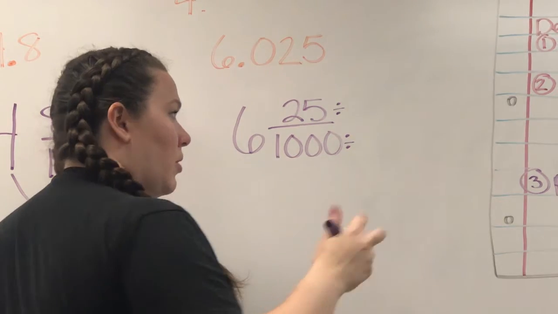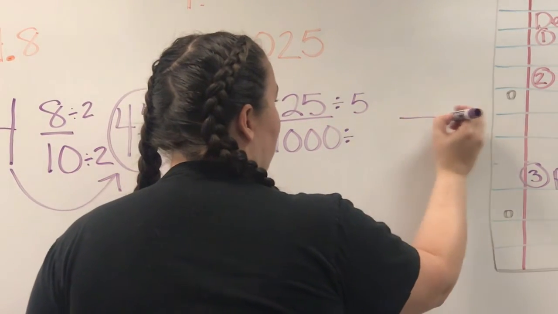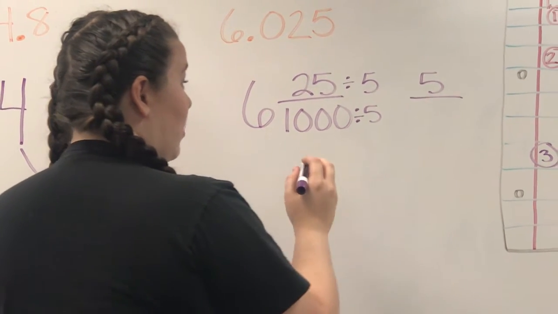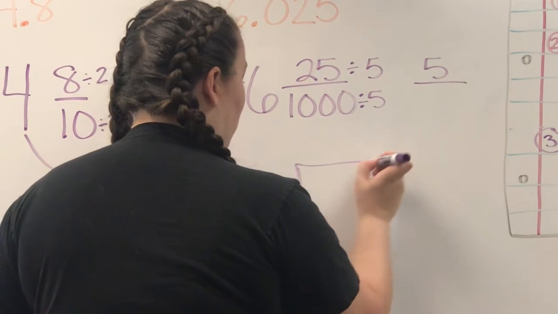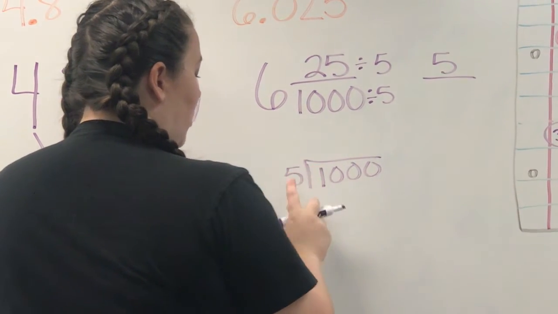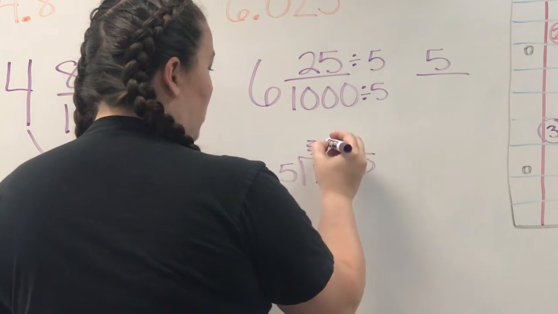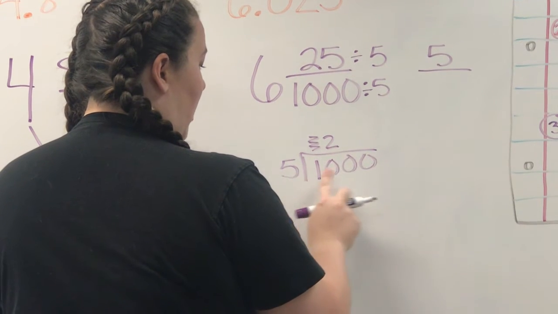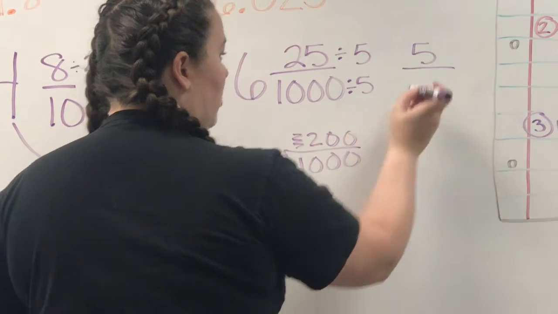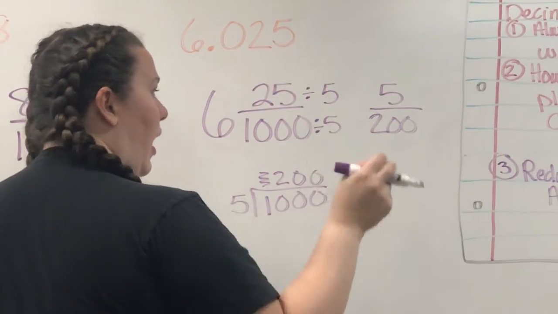I'm going to start with the lower number and I'm going to say 5. 5 can go into 25, I know, 5 times. 5 can go into 1,000. Ooh, how do I figure this out? You put it in a division house if you don't know it off the top of your head. 5 cannot fit into 1. 5 can fit into 10 2 times. 5 can fit into 0. 5 can fit into 0. 200. Can I reduce this again? Absolutely.